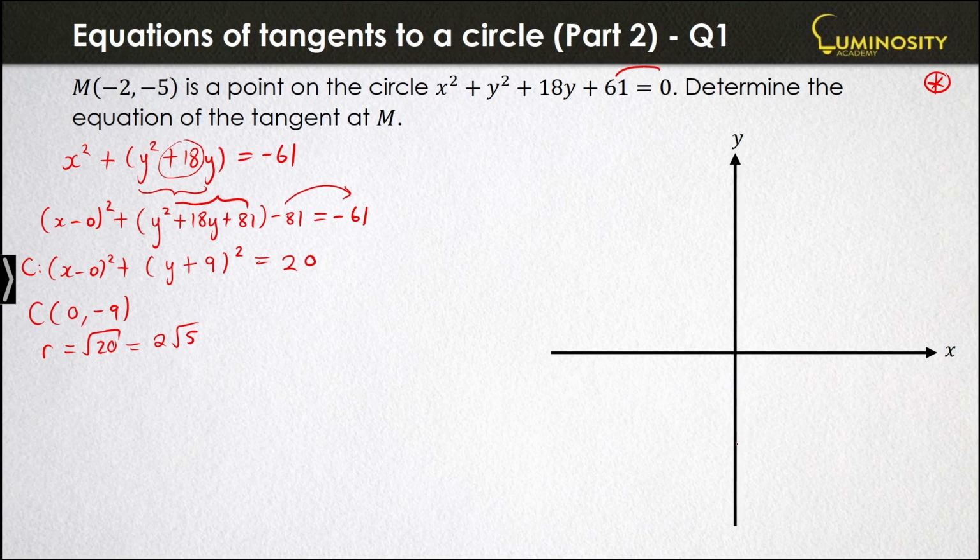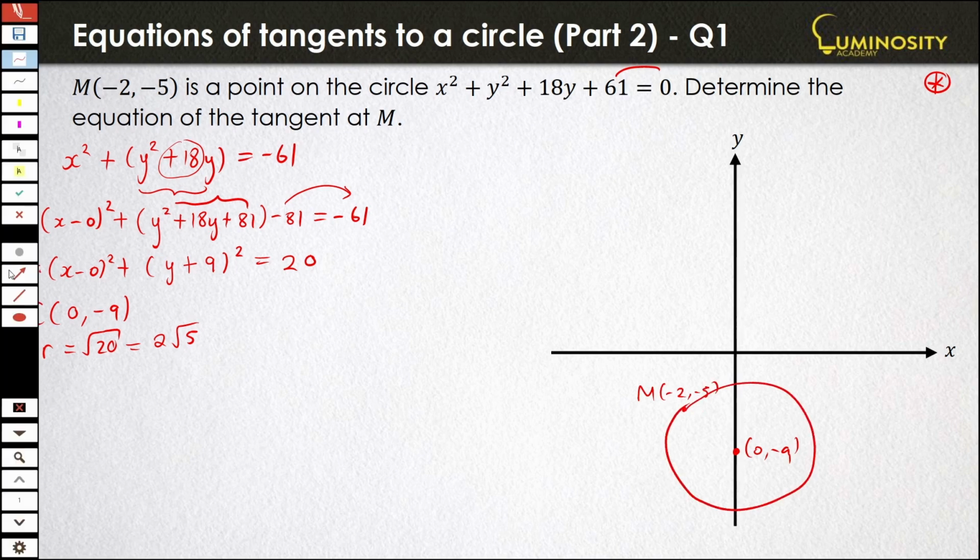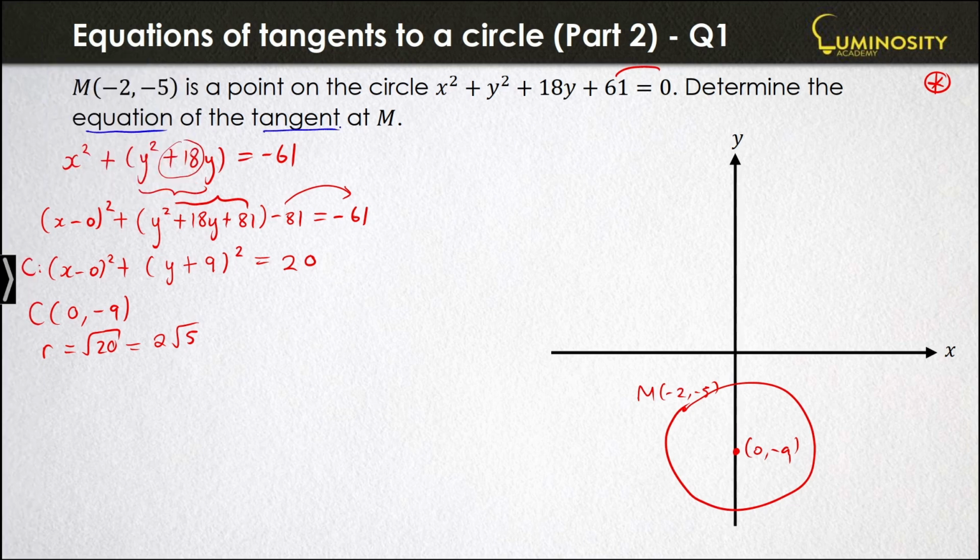So now (0, -9) is over here. And we know there's a point (-2, -5) over here, which is M. So the circle looks something like this, roughly. Okay, so the question asked us to find the equation of the tangent at M. So here's the point M. Not the most accurately drawn, but what can we speculate from this rough diagram geometrically?